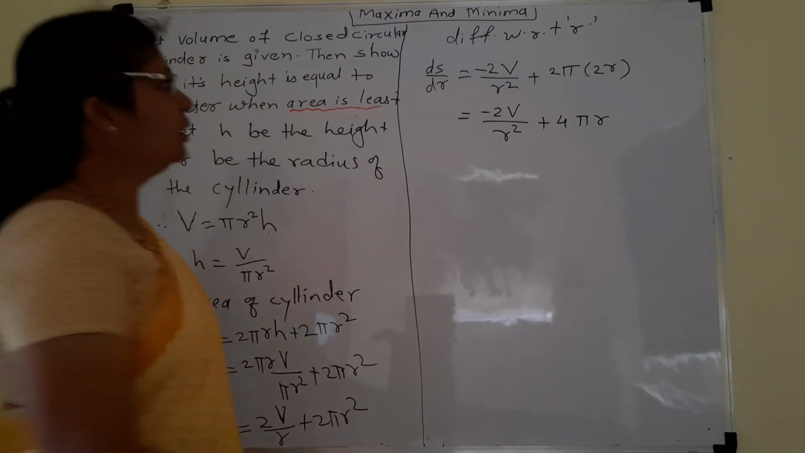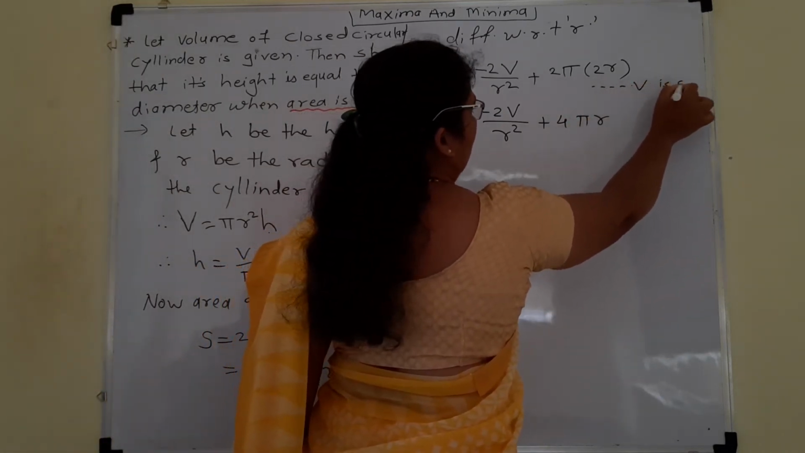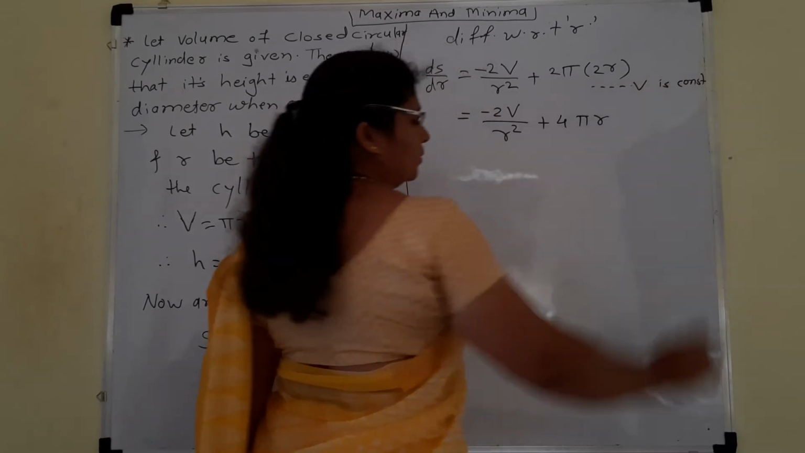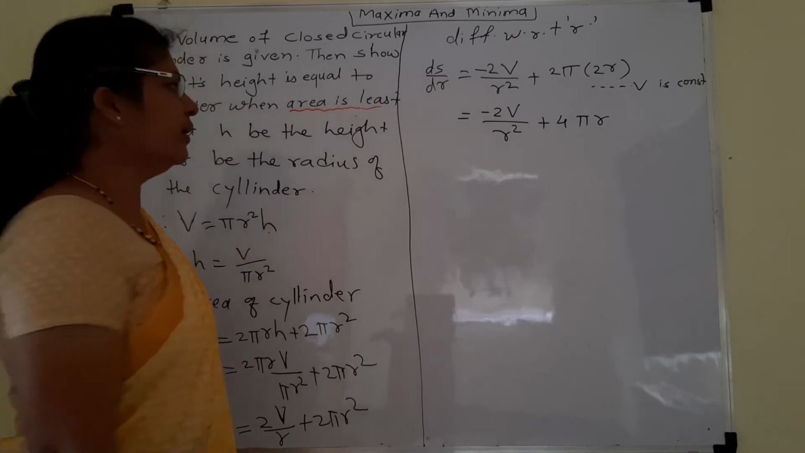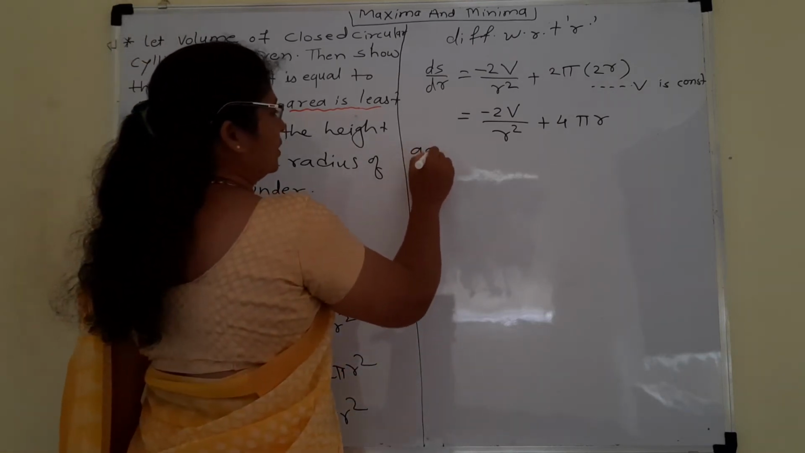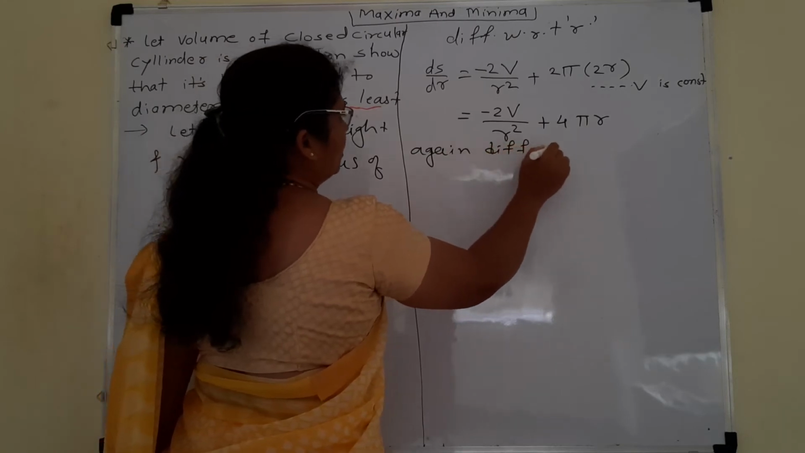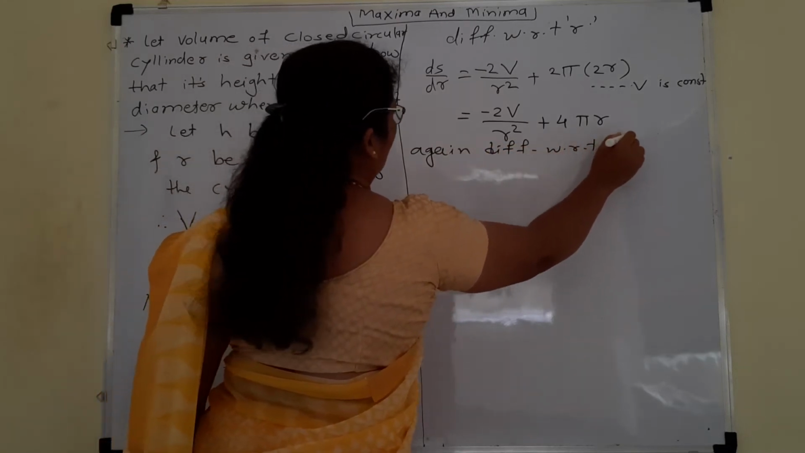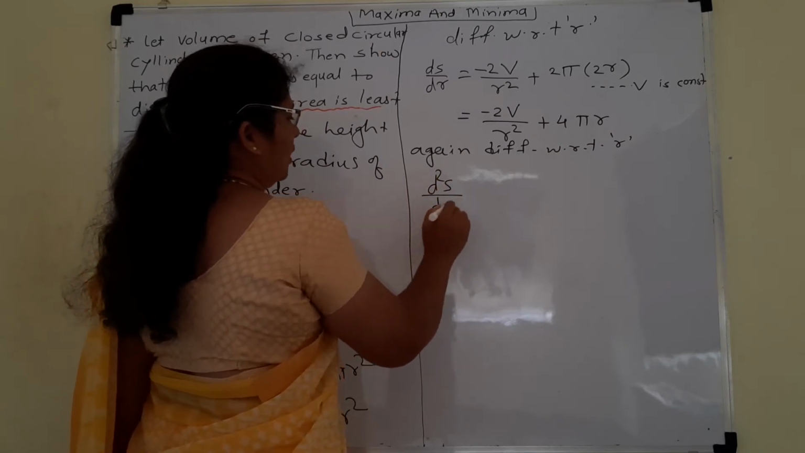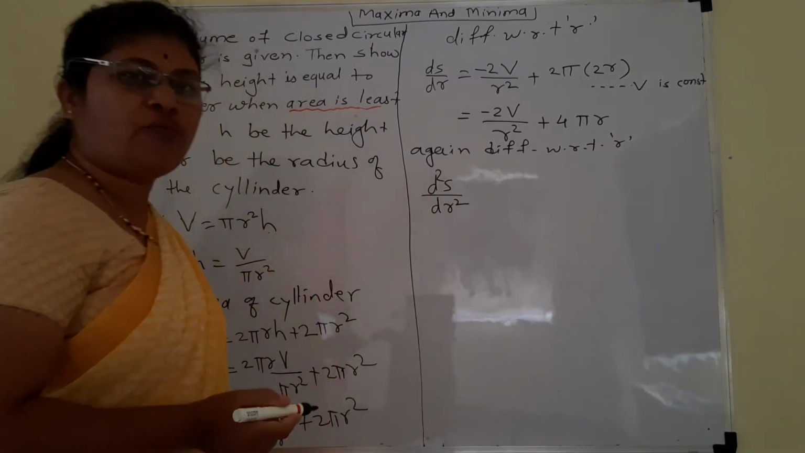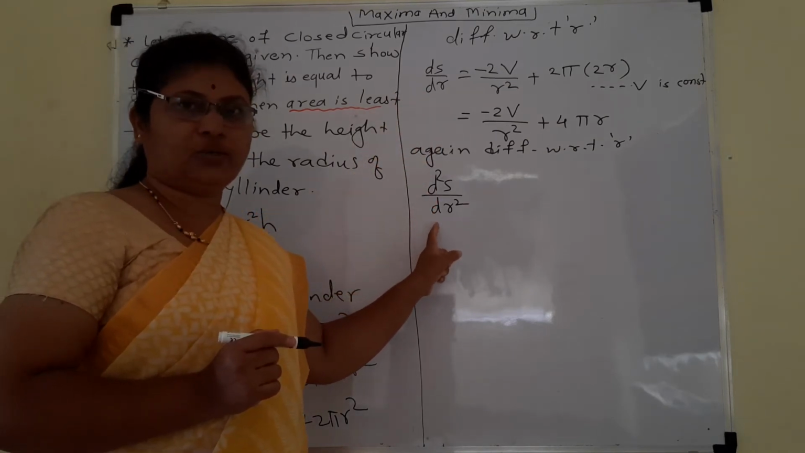You may mention here v is constant. Okay, this is the first order derivative. Then for the second order derivative, again differentiate this with respect to r. So what will you get? d2s by dr square, or if you consider it is f of r, then this is f dash of r, and this will be f double dash of r.